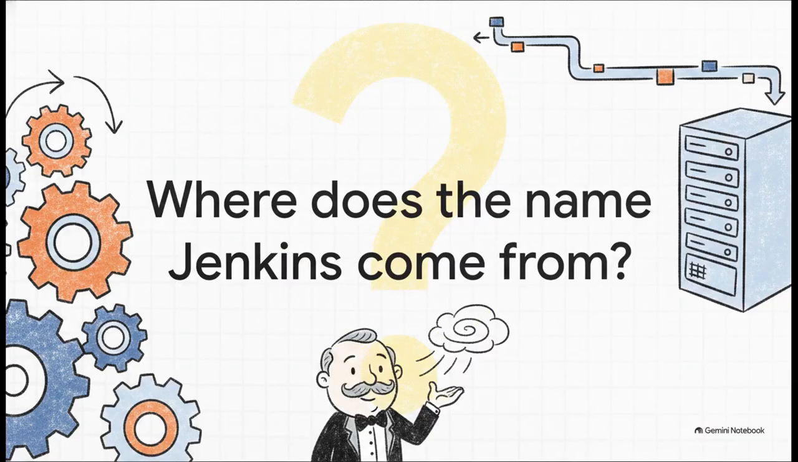Okay, let's dive into this. Before we get bogged down in the heavy technical architecture, I've got a quick question for you. Think about the name of this highly sophisticated, modern DevOps server, Jenkins. Where does that name actually come from? Because let's be honest, it doesn't exactly sound like some cutting-edge Silicon Valley acronym, does it?